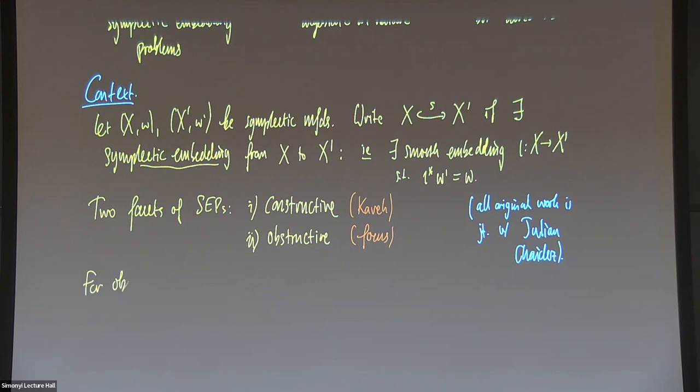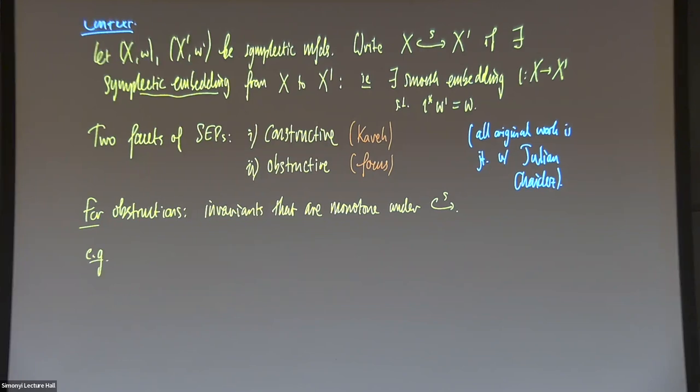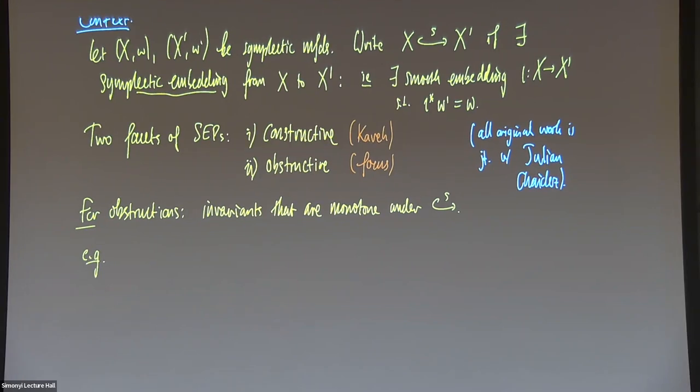So for obstructions, these are usually invariants that are appropriately monotone under symplectic embeddings. But in this talk, all my invariants will be strictly real numbers, and they will be related by inequality when symplectic embeddings exist. Okay, so some examples. I'm just going to go through these really quickly, as I suspect they're familiar to most of the audience.